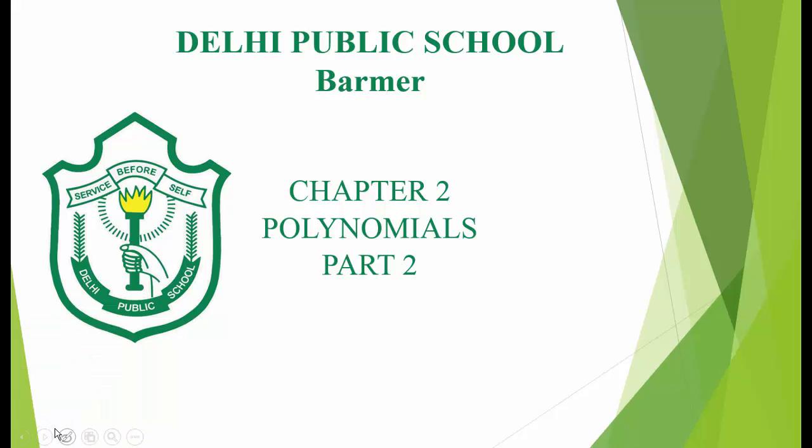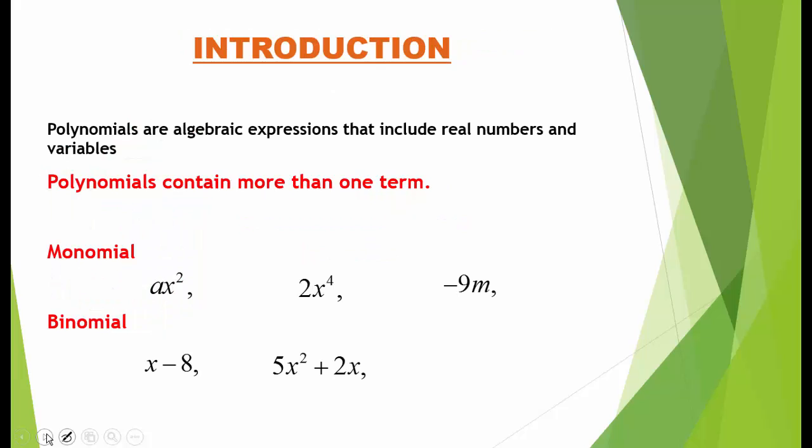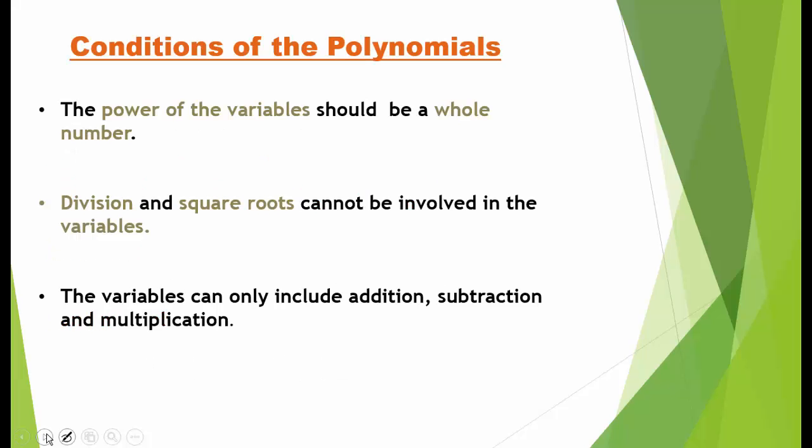In the last class, we discussed the basic terminology related to polynomials. First, we discussed what a polynomial is. It is an algebraic expression which includes real numbers and variables. Then we discussed monomial, binomial, and polynomial. A monomial is a polynomial which contains exactly one term, a binomial contains two terms, and a polynomial contains more than one term.